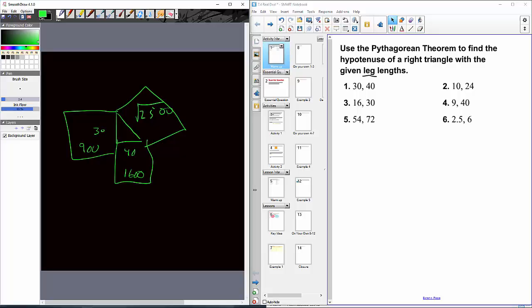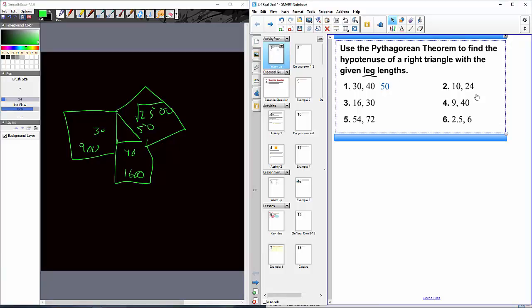So the square root of 2500 is 50. And you're going to do this for all of these. You're going to go through. So pause the video and try to solve these. All right, so here are your various answers as you draw them out.